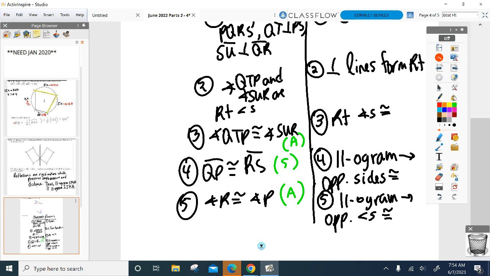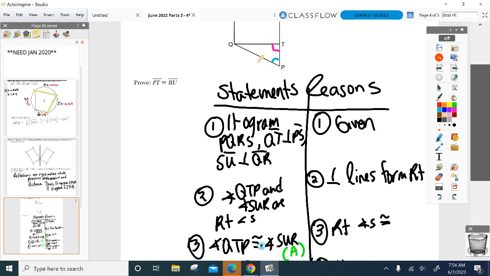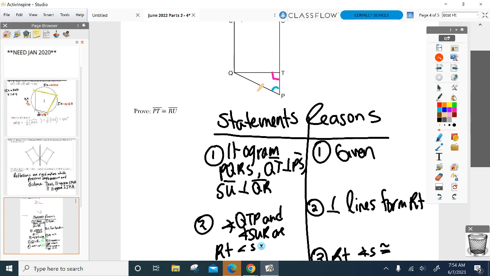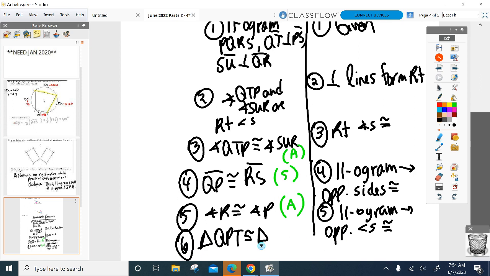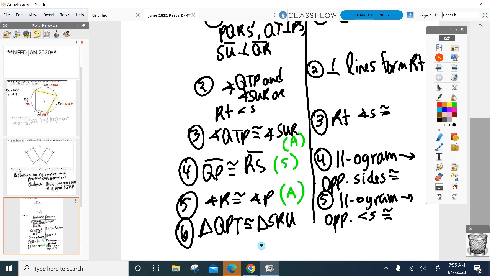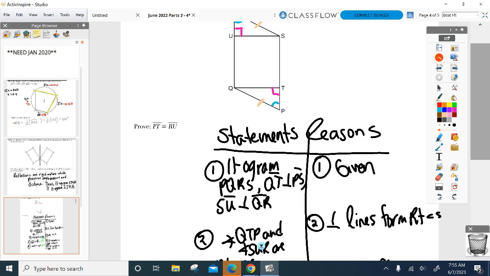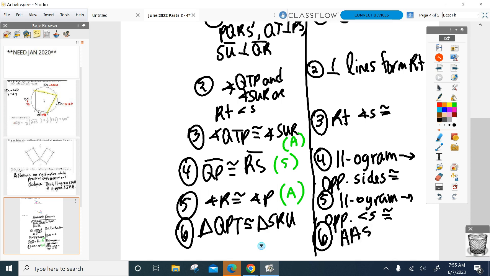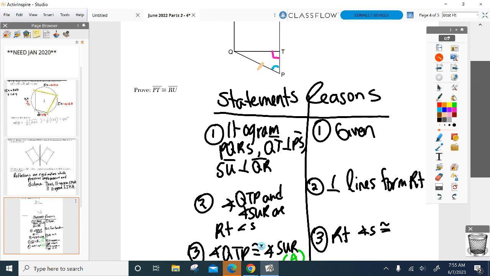All right, now I could say the triangles. Now you guys have to decide, is it angle, side, angle, or is it angle, angle, side? Look at the side, see if it's in between or not. So now let's say the triangles are congruent. Triangle QPT is congruent to triangle, if I go QPT, I got to go SRU. What do you got here, guys? Is that side in between or not? Absolutely not. So I got to go angle, angle, side. And then let's finish this up. CPCTC, PT and RU.